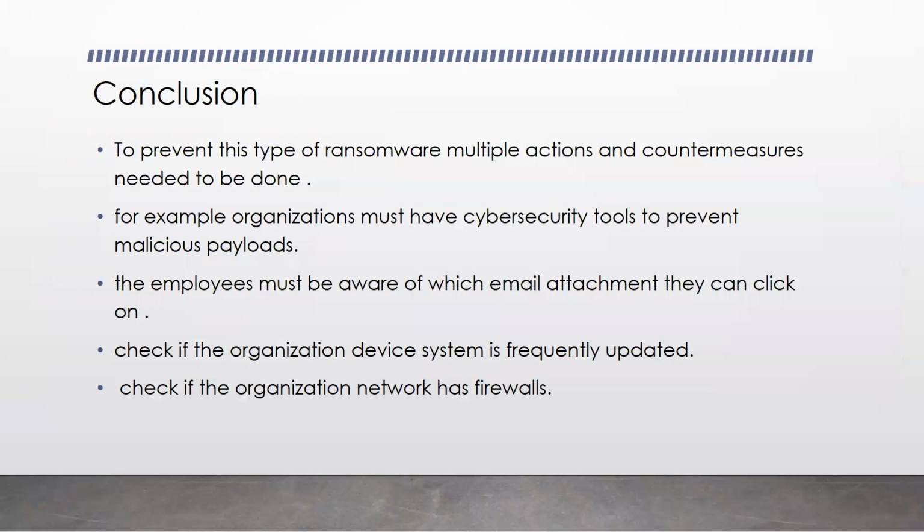In conclusion, to prevent this type of ransomware, multiple actions and countermeasures need to be done. For example, organizations must have cybersecurity tools to prevent malicious payloads. And the employees must be aware of which email attachments they can click on. And they have to check if the organization's device system is frequently updated. Also, they need to check if the organization network has a firewall.